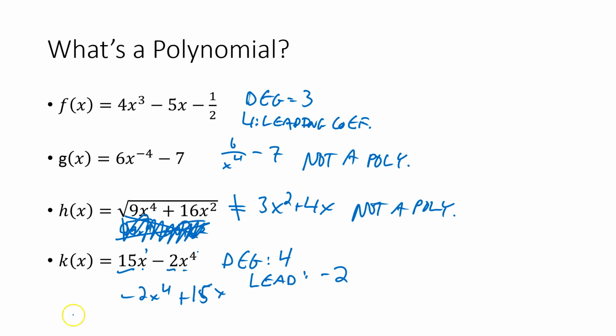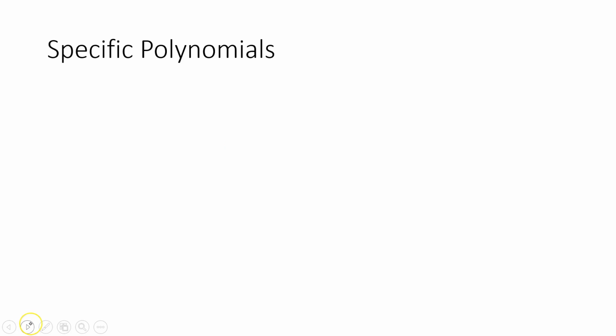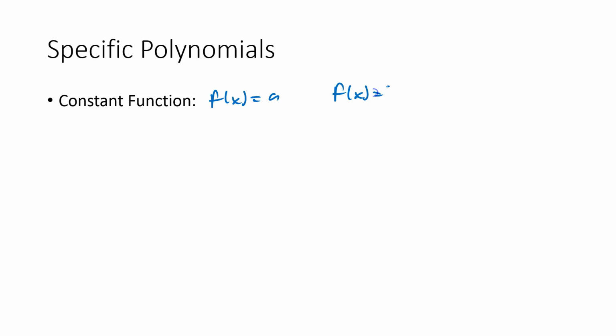So there's a couple things to see what a polynomial is and isn't. There's some specific polynomials that we should talk about. I do have them listed here. The constant function is just f of x equals some constant a, like f of x equals 2. Not a very exciting function. That's a horizontal line right at 2, but it has a name, it's a constant function because it doesn't change. That's why it's called constant, because it's, well, constant.